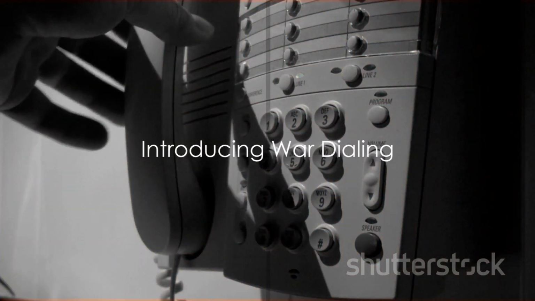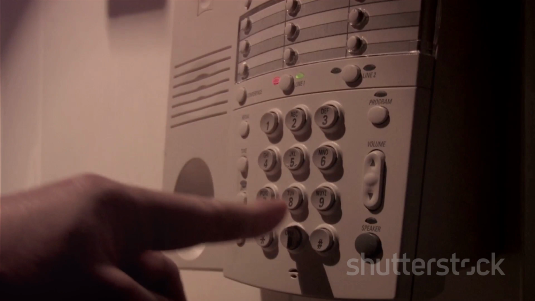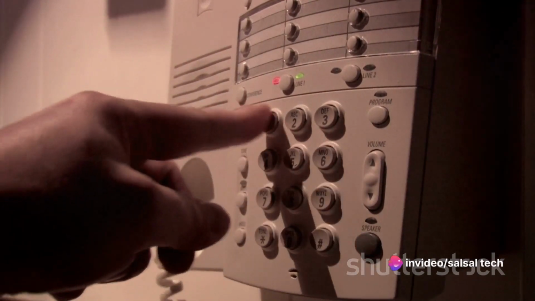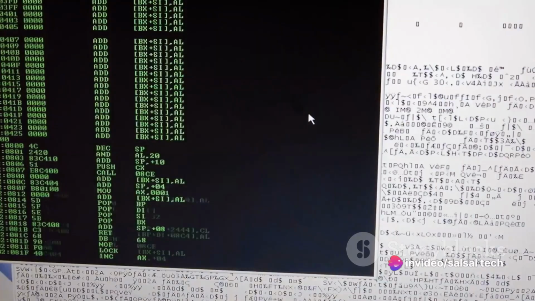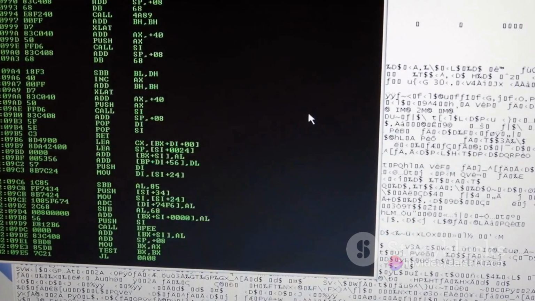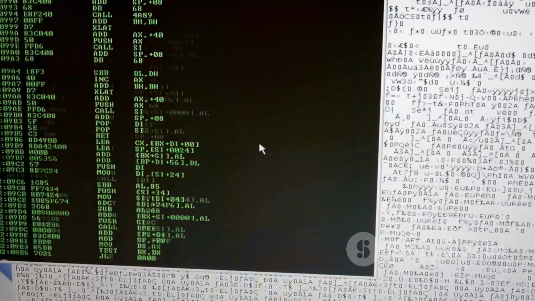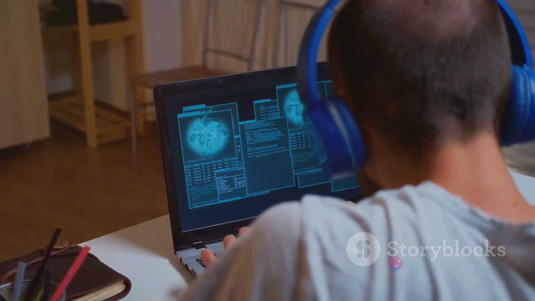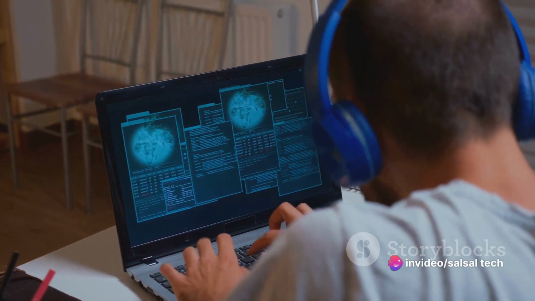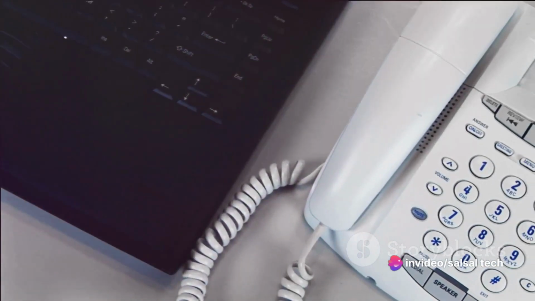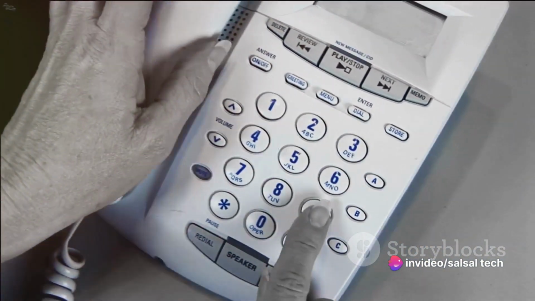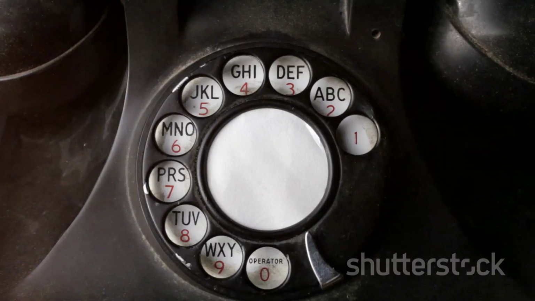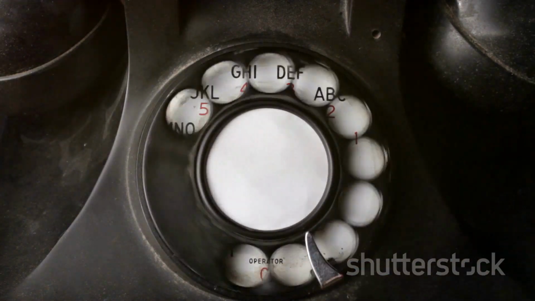Last but not least, we have war dialing, a term that might sound like it's straight out of a war movie, but in the context of network scanning, it takes on a different meaning. War dialing is a method where automated software is used to dial a large set of phone numbers. The purpose? To identify which numbers can successfully make a connection to a computer modem. The concept harkens back to the days when telephones and modems were the primary means of connecting to the internet. It's like a relic from a bygone era, yet it still holds relevance today.